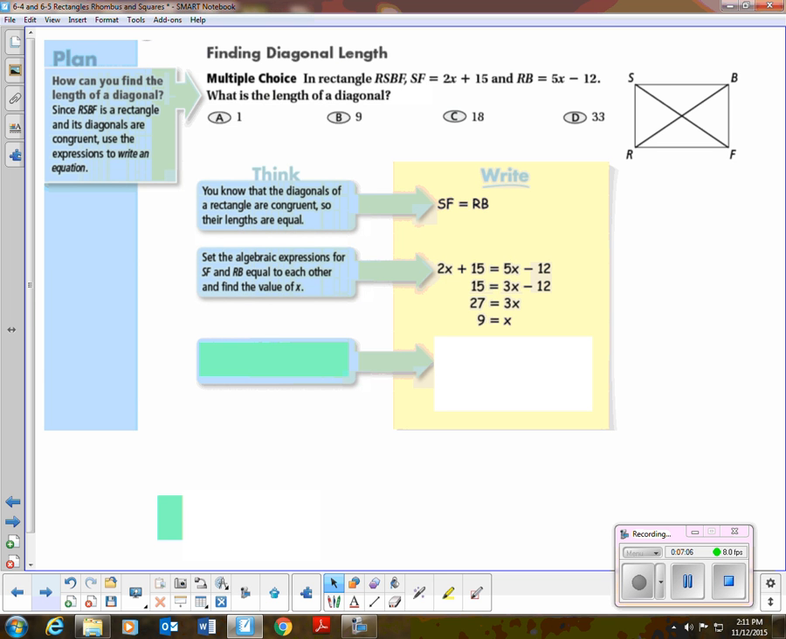Now I want to know the length of the diagonal. Now SF is one of the diagonals, and RB is one of the diagonals. They're both the same length though. So we're going to take that value and plug it back in. And when we do this, we get the diagonal is 33. So the correct answer was D.